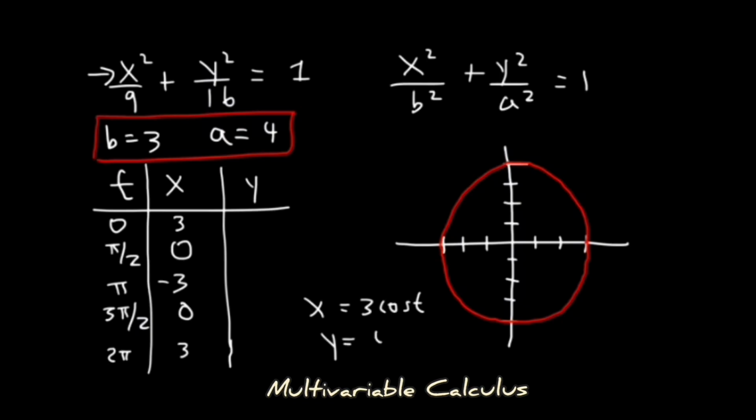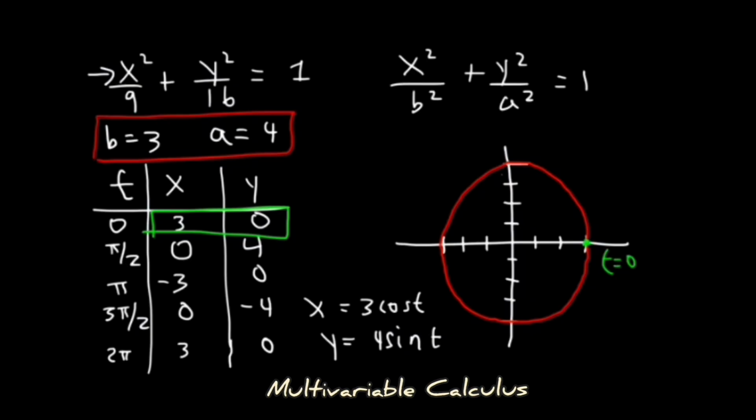And y, we set it equal to 4 sine t. Sine of 0 is 0. Sine of pi and 2 pi is also 0. Sine pi over 2 is 1 times 4. We have positive 4. And sine 3 pi over 2 is negative 1 times 4. That's negative 4. So when t is 0, we have the point 3 comma 0, which is here.